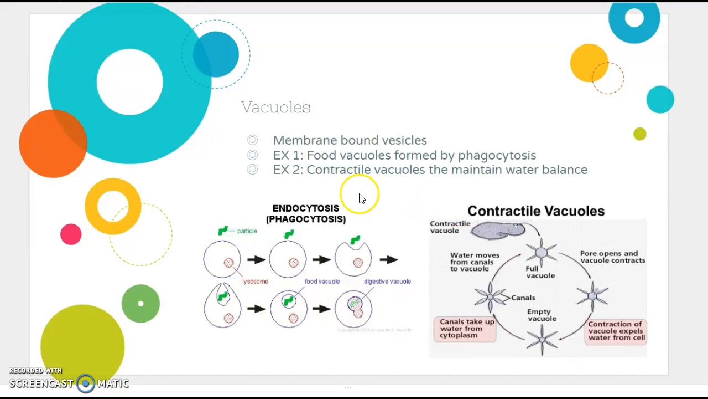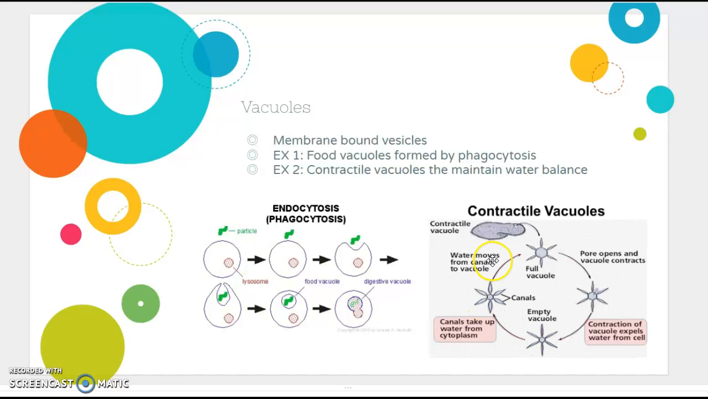Vacuoles are our next organelle. They're once again membrane-bound vesicles. And here we've got two different examples. So this one shows endocytosis. So we have our lysosome with particles on the outside, but the lysosome wants to take in that particle, so it moves closer, and it actually conforms its membrane around the particle that it wants, pulls it inside, and then digests it.